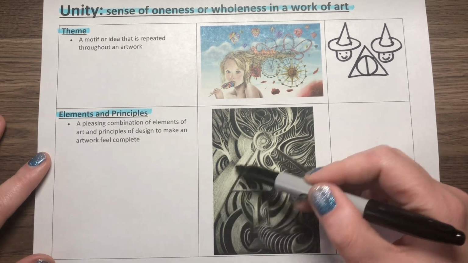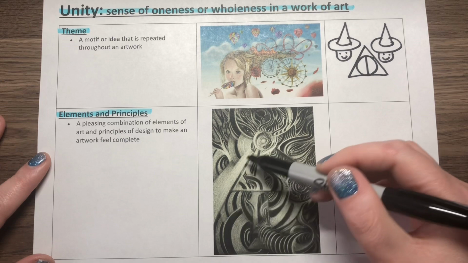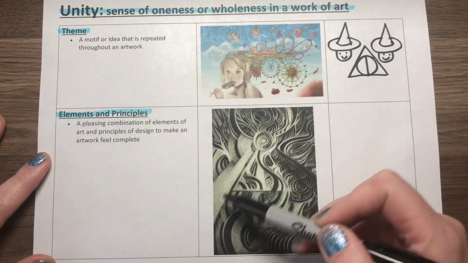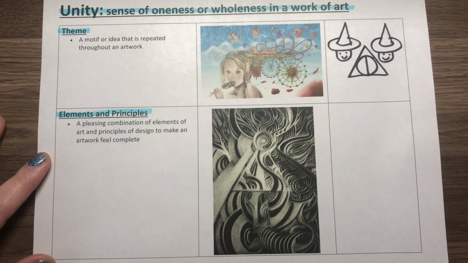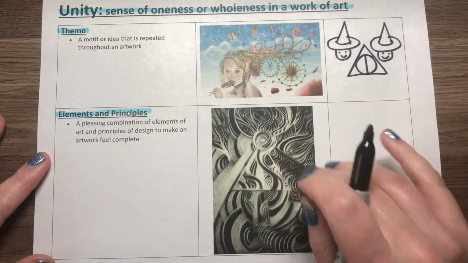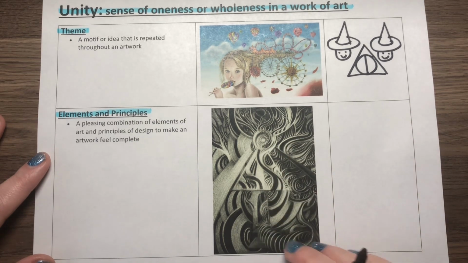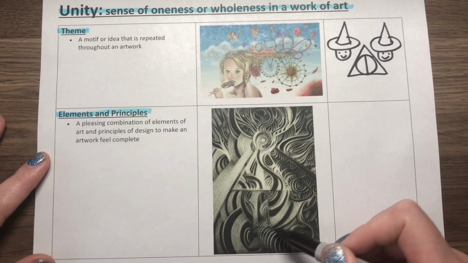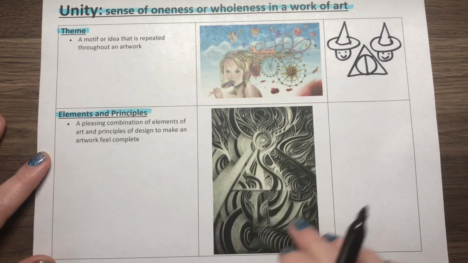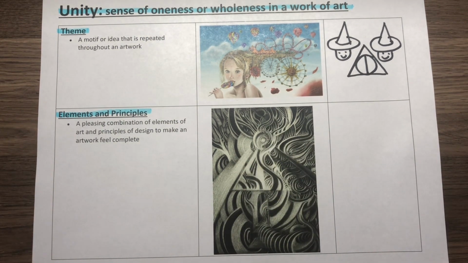It has movement because your eye is led to the center focal point from these little swirly things in this long little piece right there, right? You've got texture and pattern because this looks kind of like if you touched it, it would be bumpy, right? And it repeats over and over and over again. So they use lots of different elements and principles, and it looks nice, right? It looks like it's finished.